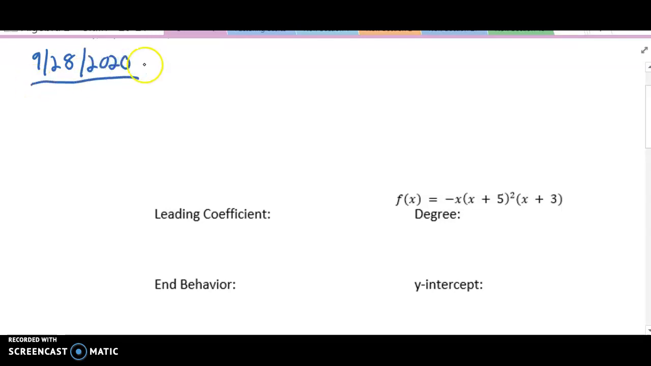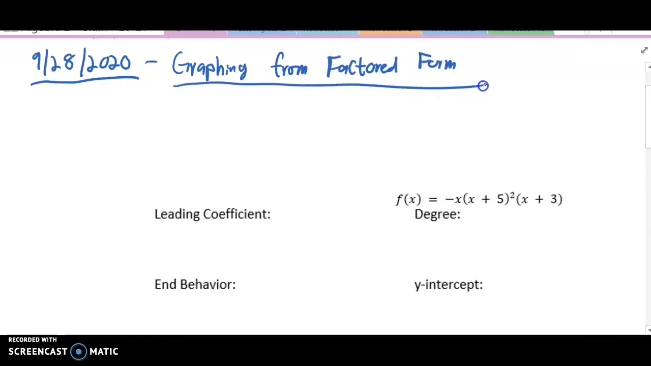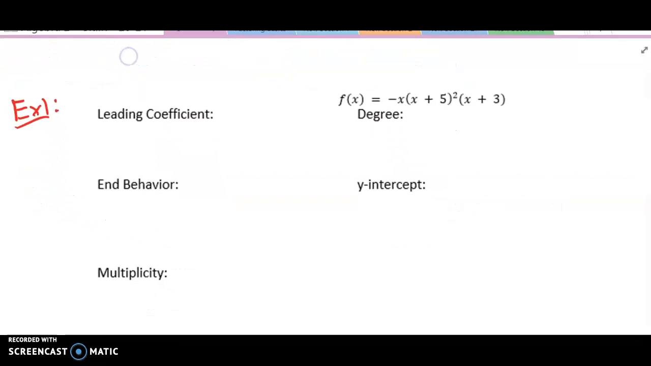Our topic for the day is graphing from factored form. Okay, we are going to dive right into our first example. We're going to utilize what we learned in last Thursday's lesson about degrees, leading coefficients, and end behavior. Okay, so let's look at this guy. First off, he's definitely in factored form.